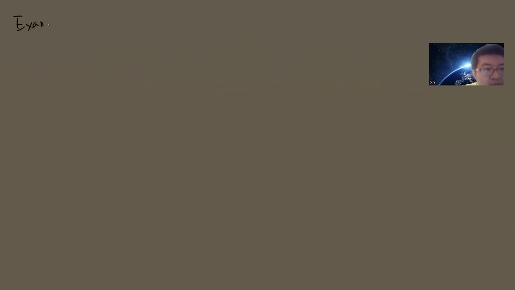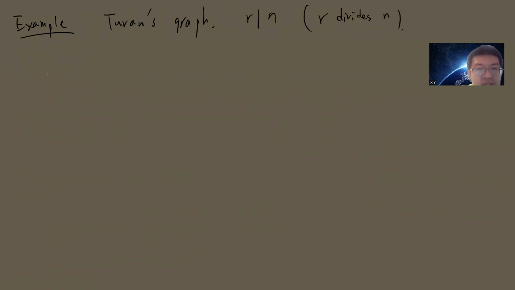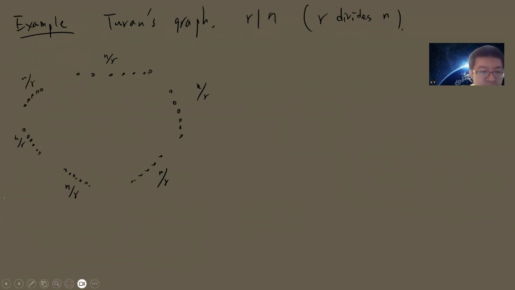So, example. This is called Turan's graph. For simplicity, let's say r divides n. I put n divided by r points here, and another n divided by r points here, and another n divided by r points here. So I just group all the vertices into r groups of size n divided by r.